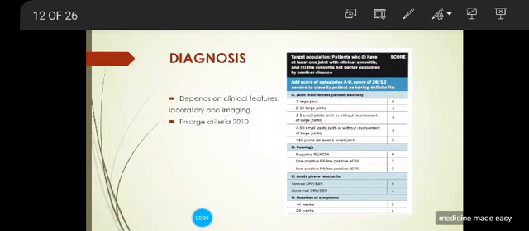So its management is quite lengthy, so I've split it into two parts. We will go for the diagnosis, in which, as you all know, it's the EULAR criteria which we are following. If a patient scores 6 or more out of 10, that means the patient has rheumatoid arthritis, in which certain points are for joint involvement, serology, then acute phase reactants, and the duration of the symptoms.